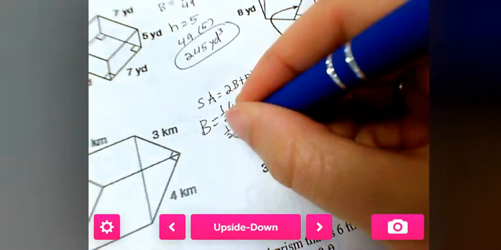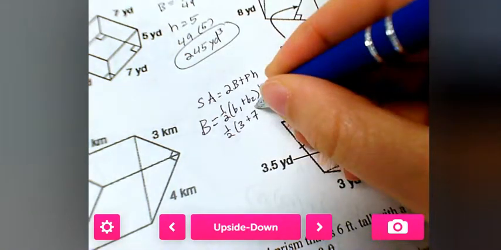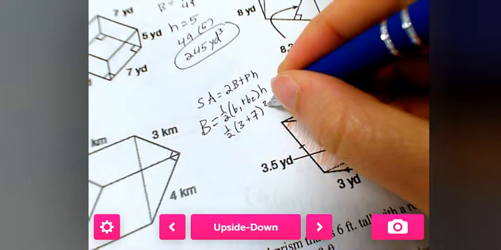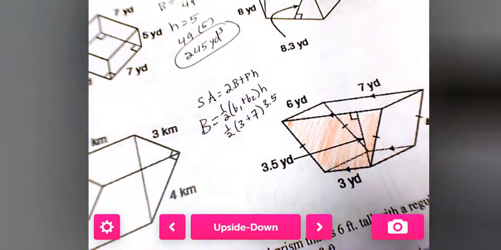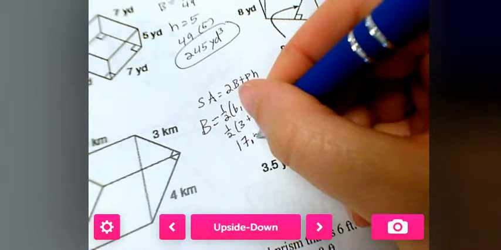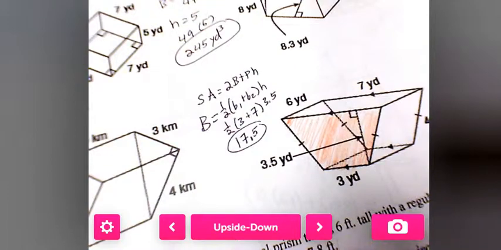So that's going to be 1/2 times base 1, which is 3. Base 2 is 7. And my height is 3.5. Okay. So I'm going to put that in my calculator. 0.5 times 3 plus 7 times 3.5 gives me 17.5 is my base. Everybody okay with how I did that? We had a warm up the other day where we had to find area of a trapezoid. You all right?